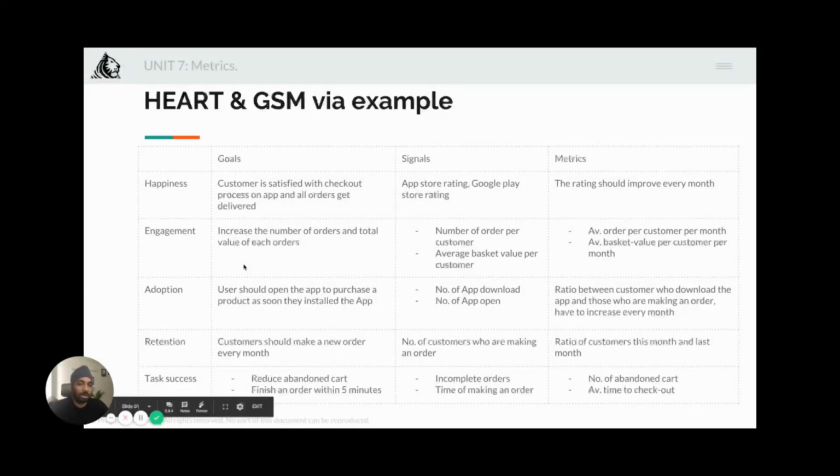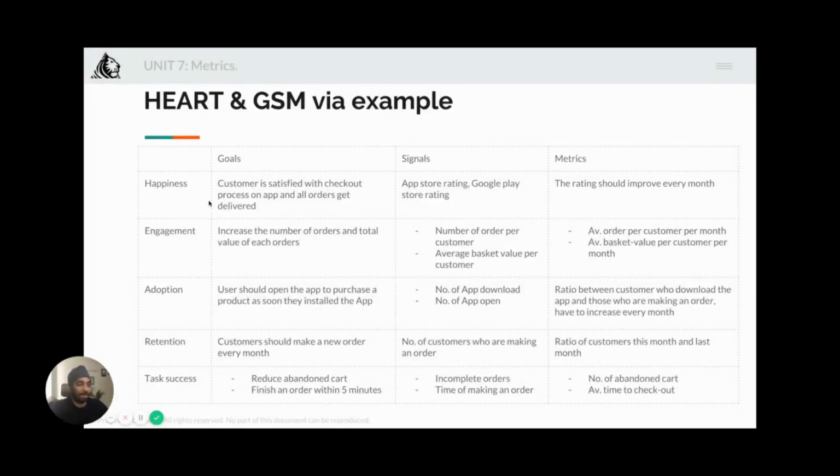Now, what I've done is I have compared this. There's another framework called GSM, which is goals, signals, and metrics, and I put this across each other, and this has helped me in getting a much better clarity on the metrics that we are talking about and the metrics that we produce for the product. Okay. So, for example, this is an example for a certain product, a certain app.